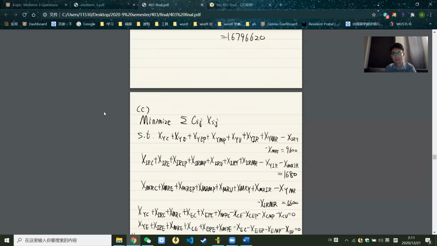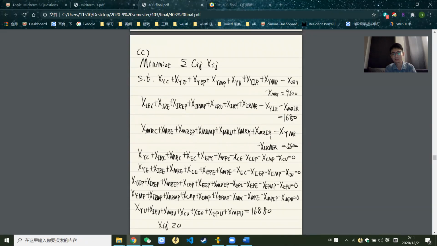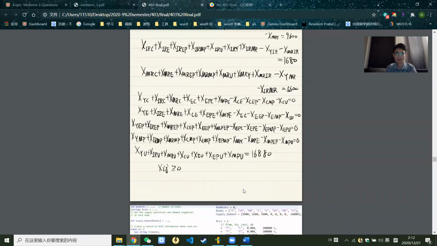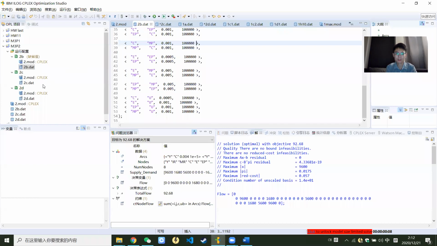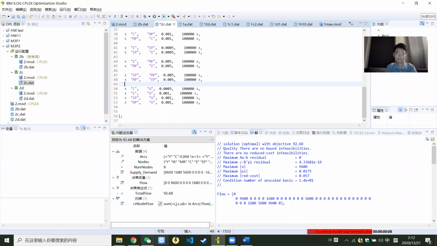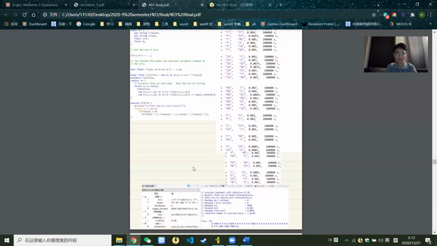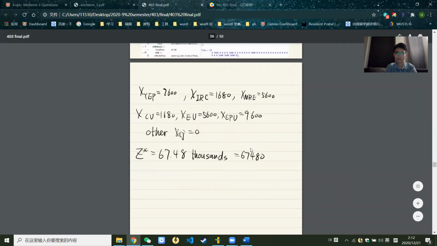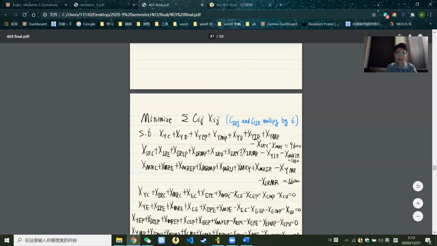And then in problem C, we remove the limitations due to the free market. So in the implementation, all these upper bounds are a very big value, and the others are the same. The optimal objective value is smaller compared to the one we had before.